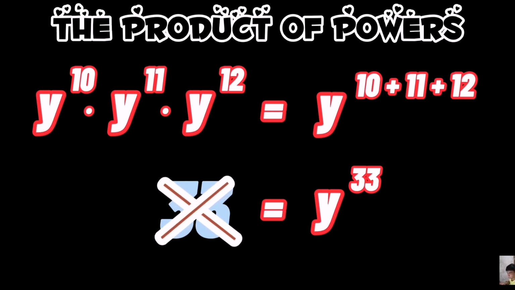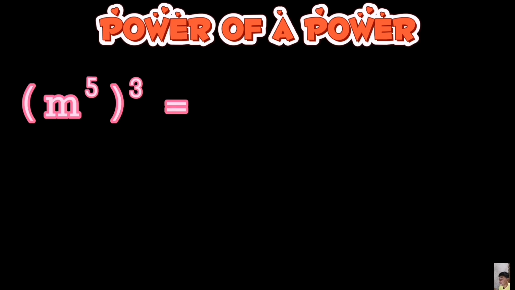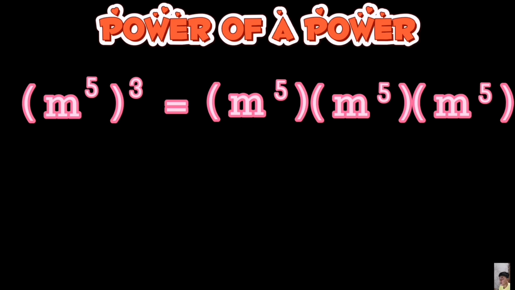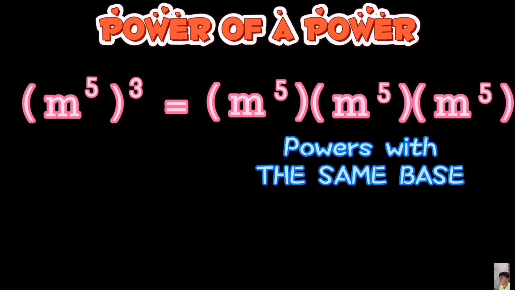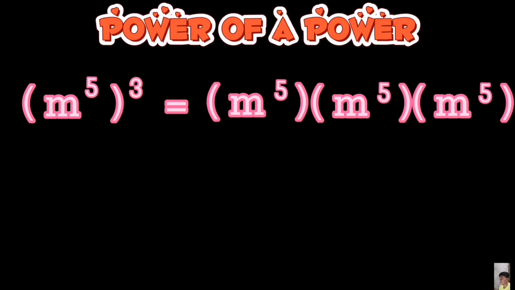Now let's have the second law, which is the power of a power. Let us consider this expression, m raised to 5, the quantity raised to 3. If we expand this expression, we will have 3 m's raised to 5. That is m raised to 5 times m raised to 5 times m raised to 5. You might want to expand the expression further, but if you notice, this expression can already be solved using the previous law, where we are multiplying powers of the same base. Thus, we will have m raised to 5 plus 5 plus 5, which is equal to m raised to 15.